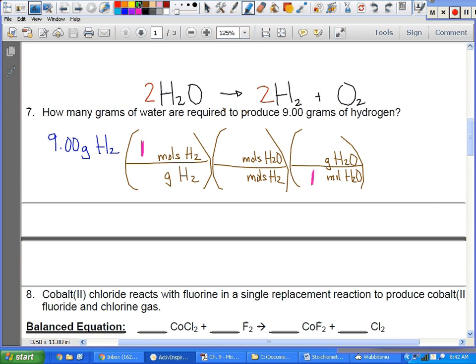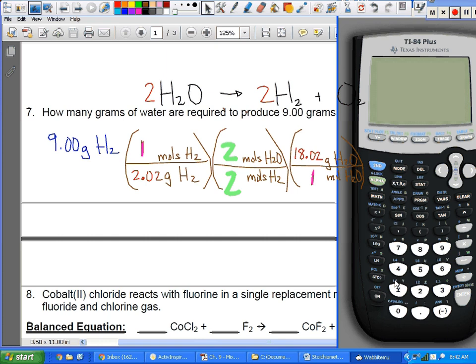All right, so grams of H2 is 2.02. The only compound's mass I've asked you to memorize all year is water. What is it? 18.02. It's the only one I've asked you to memorize all year. Okay, so let's pull out the calculator and see what we get. So we've got 9 times 18.02 divided by 2.02.